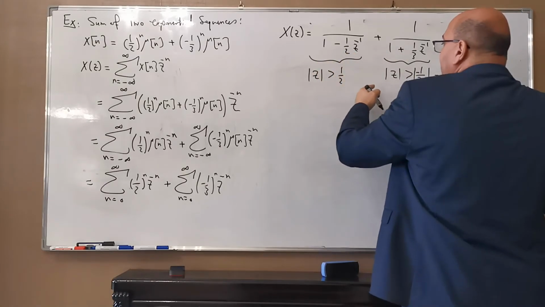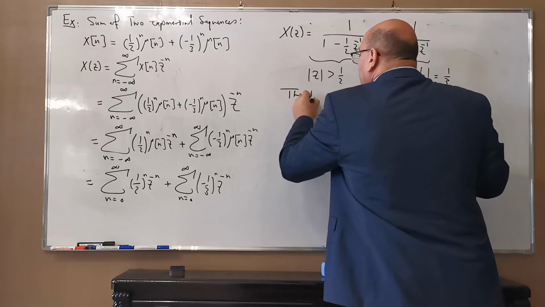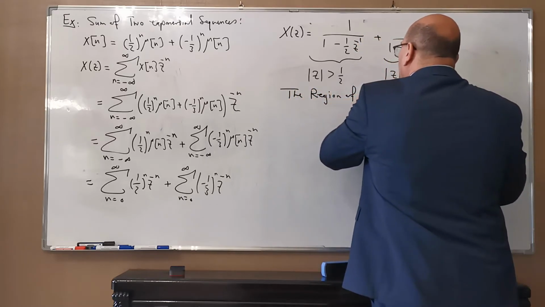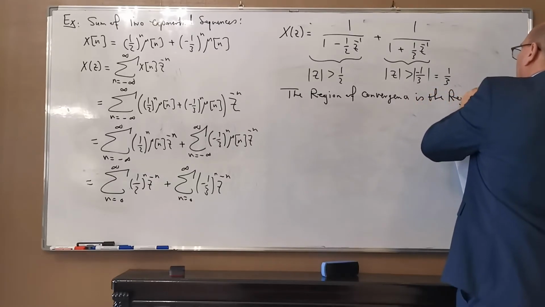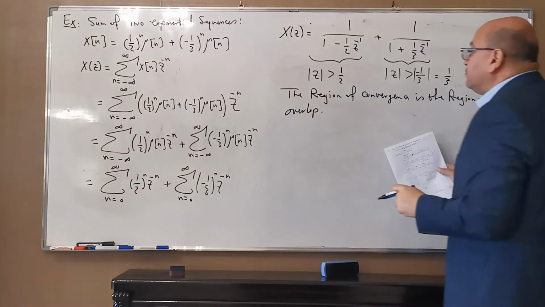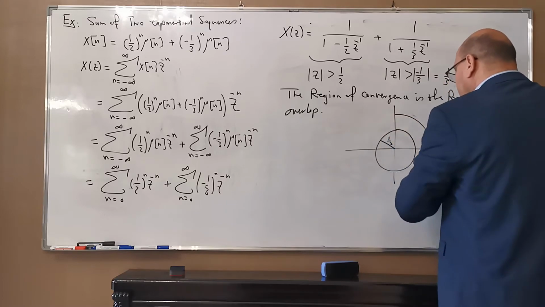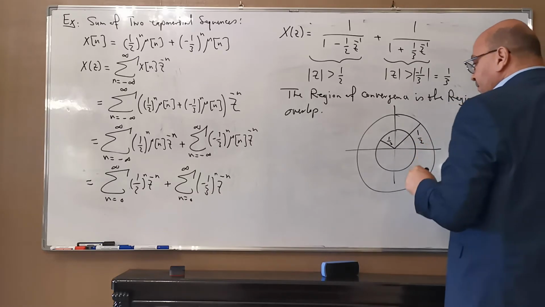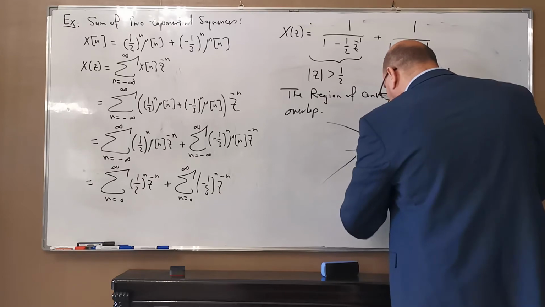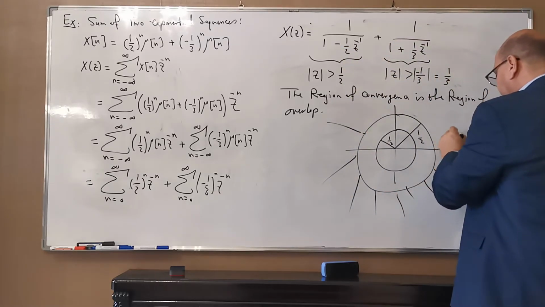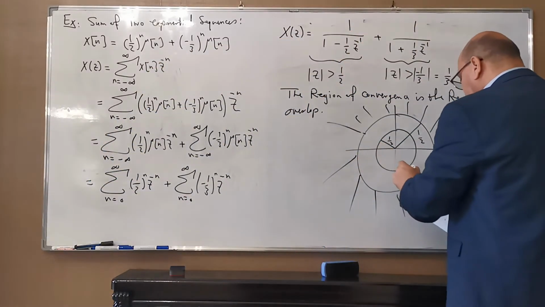So x of z has convergence for the overlap of the regions. So the region of convergence is the region of overlap. Okay, and we can see that the first one has a radius of 1/2, the second one has a radius of 1/3, and for the first one it's from 1/2 and above. So this is our region of convergence for the first term. It's a right-sided sequence, so the region is outside this circle. Okay, the second one, the region of convergence is outside this region.